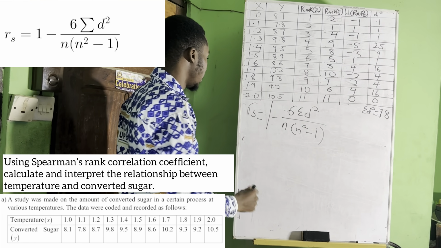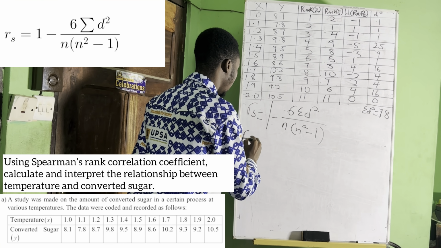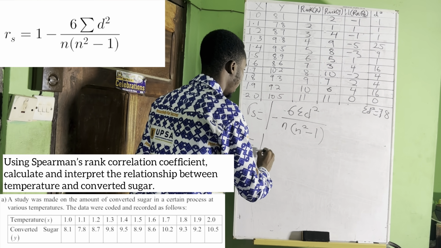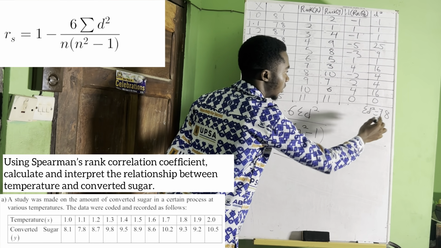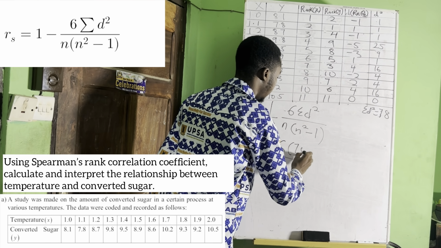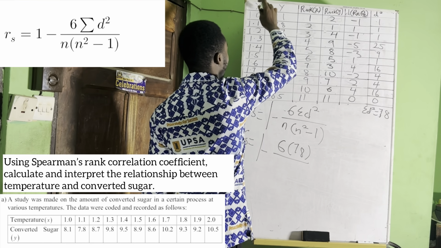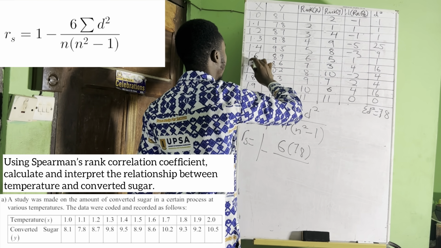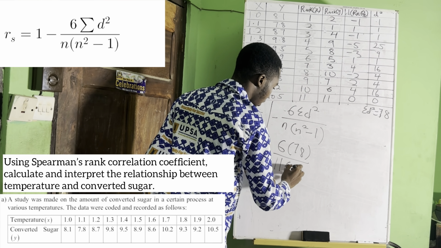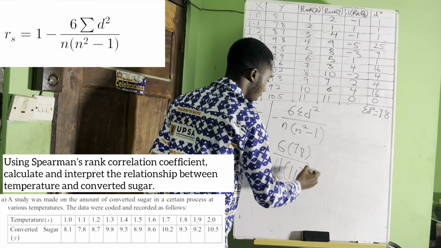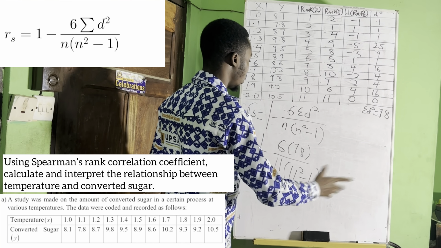All right, so if you want to substitute this, you are getting Spearman's rank correlation coefficient to be 1 minus 6 sigma D squared. So 6 times sigma D squared, which is 78, then over N. N is when you count all these, 1, 2, 3, 4, 5, 6, 7, 8, 9, 10, 11. So you're getting 11 into brackets 11 squared, N squared, minus 1. Do you get it? So you can punch all this on the calculator.